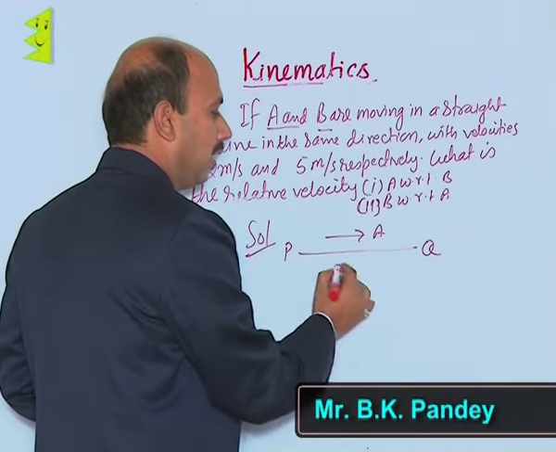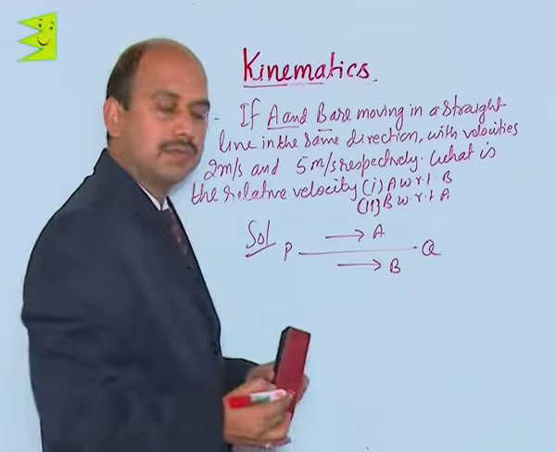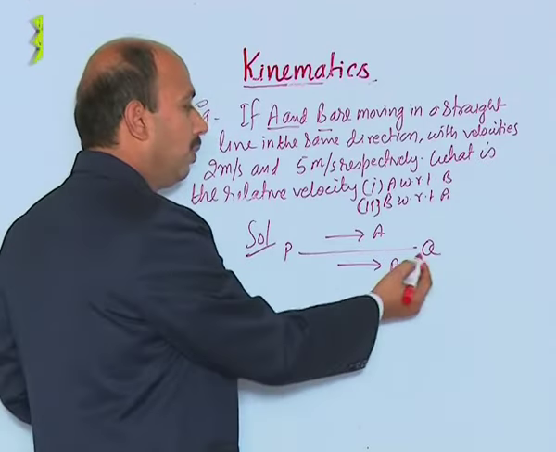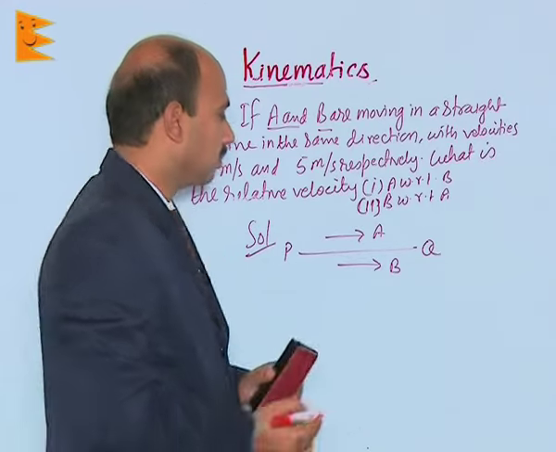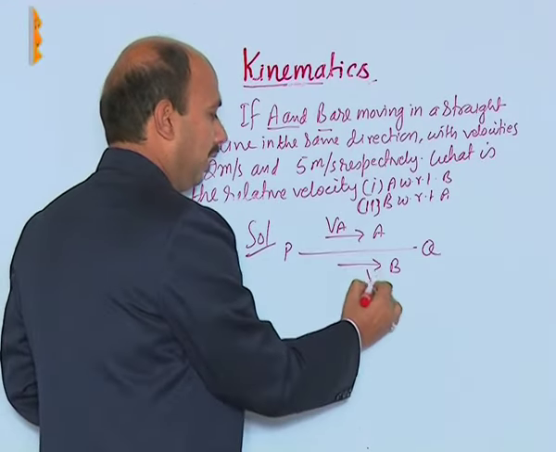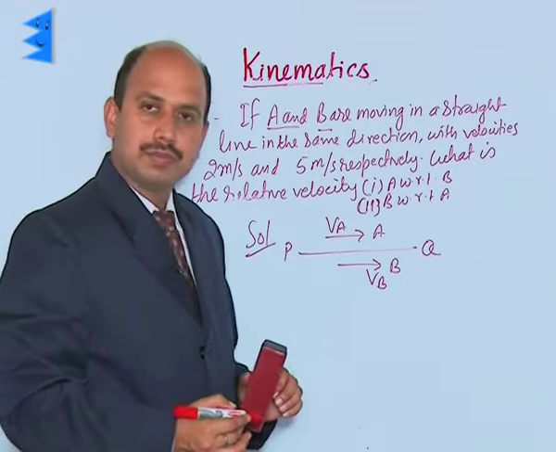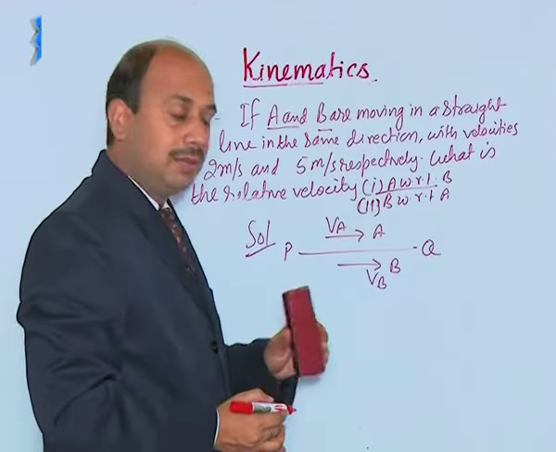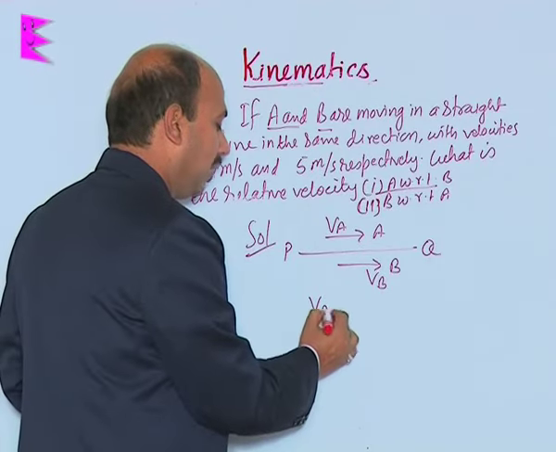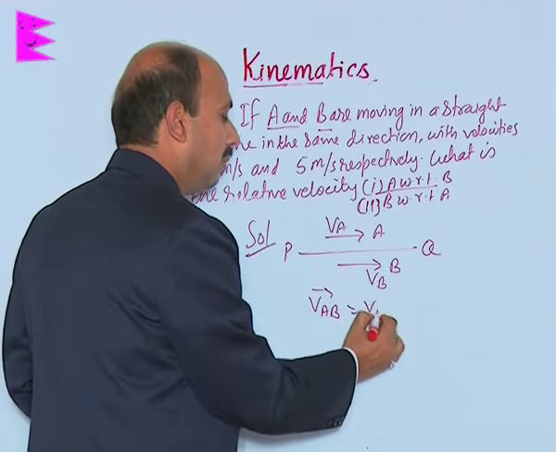is going to this side and B is going to this side. Both are moving in the same direction. So this direction we can assume as positive. So this velocity is VA and this velocity is VB. Now come to the first one, velocity of A with respect to B. You can write VAB is equal to VA minus VB.